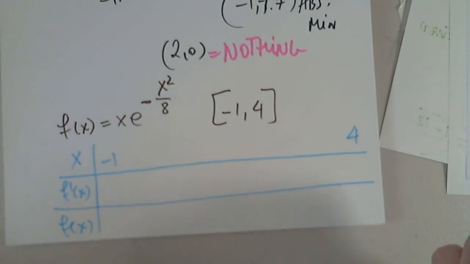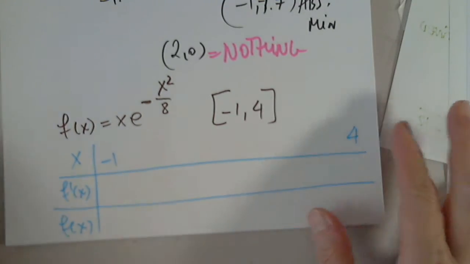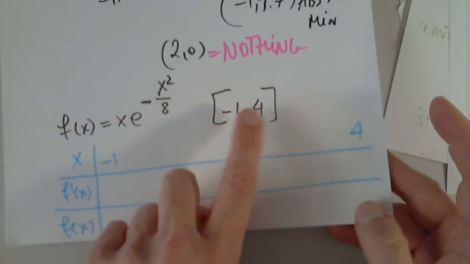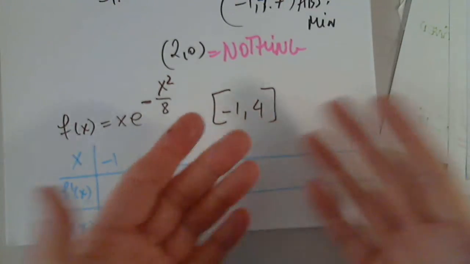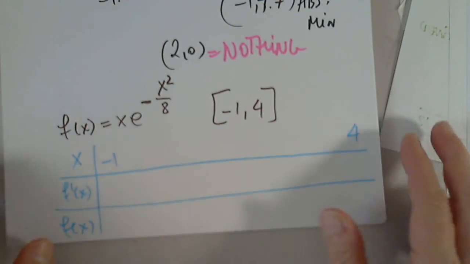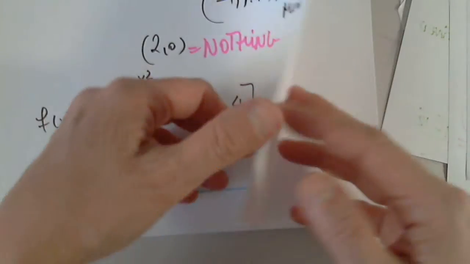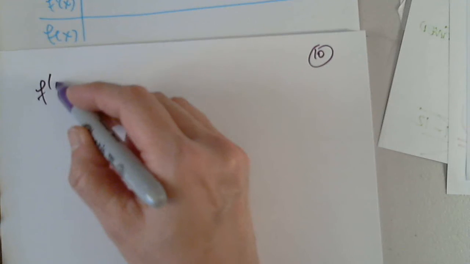And now I have to find the derivative. I have to find critical numbers and see if they are here. If they're not here and they're outside, I cannot put them inside the interval. They have to be between -1 and 4 if they exist. Okay, so then, I think I'm on 10. Okay, so f prime.